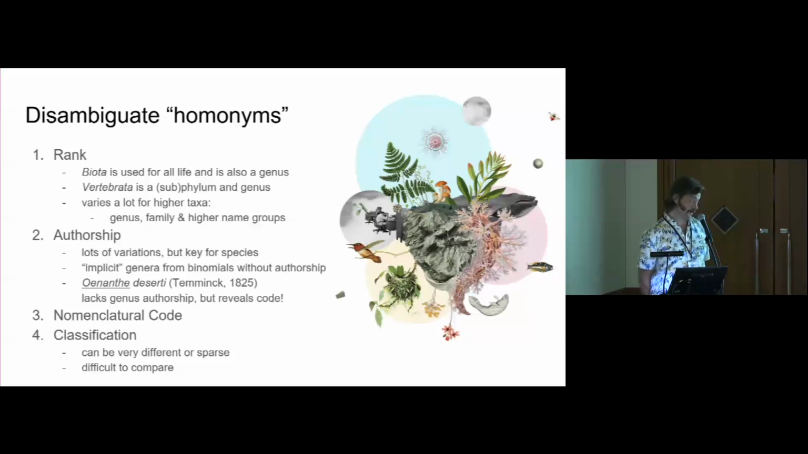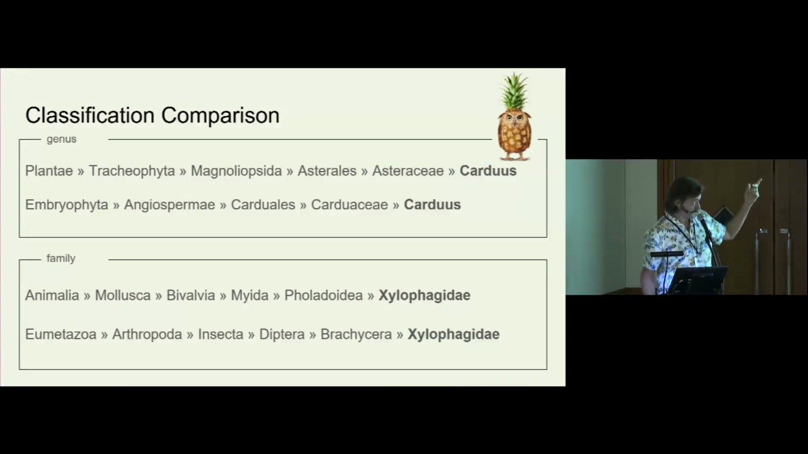And then there's the classification. If the sources have a classification, that's probably a very good source of knowing where it is placed, but they are very diverse, they can be very sparse, and it's really difficult to compare them. So there are two examples that are not as straightforward. The first one is the Carduus genus in plants, and both classifications have nothing in common if you just look at it. We know by looking at it, it's a plant, it's probably the same thing, but just doing this programmatically is not straightforward. Similarly, there's a family down here, which is completely different.